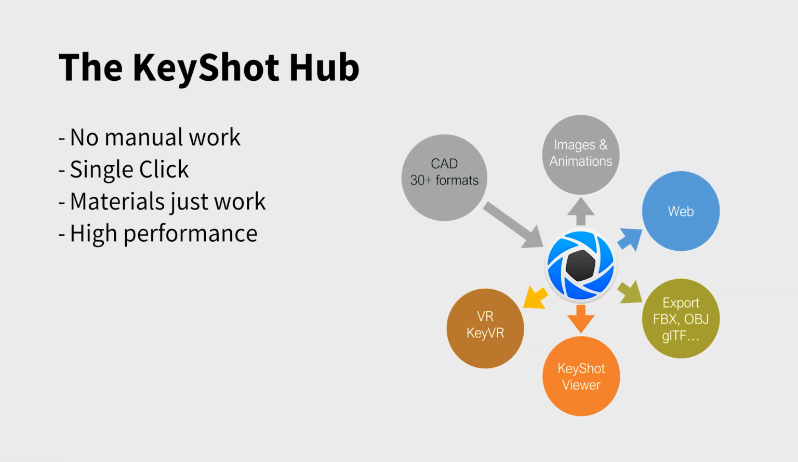So the benefit here is that there is no manual work involved once you've set up your scene in KeyShot. And most of the time, we've been told at least that it's fun to set it up. It's fun to play around with the materials and the lighting and all. And then it's single click to get into KeyVR, but also single click to get into so many other things. The major benefit here in just using KeyVR instead of exporting and maybe taking it into a game engine to do virtual reality is that all the materials just work, and we can guarantee that KeyVR is high performance.